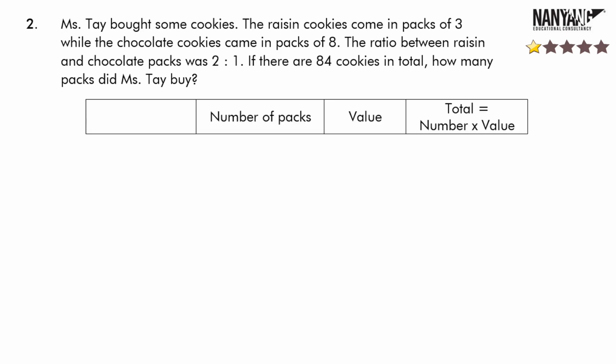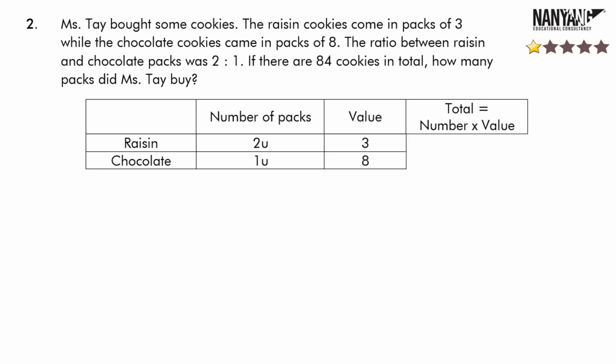Alright, so our first step will be to draw our table. Let's write down number of packs, value, and total, which is number times value. We first write down the number of raisin packs and chocolate packs as 2 units and 1 unit, as mentioned by our question. Our value will be 3 for raisin and 8 for chocolate, because that's the number of cookies each pack has. Now we can find our total, which is number times value. For raisin, we take 2 units times 3 equals 6 units. And for chocolates, we do the same thing to get 8 units.